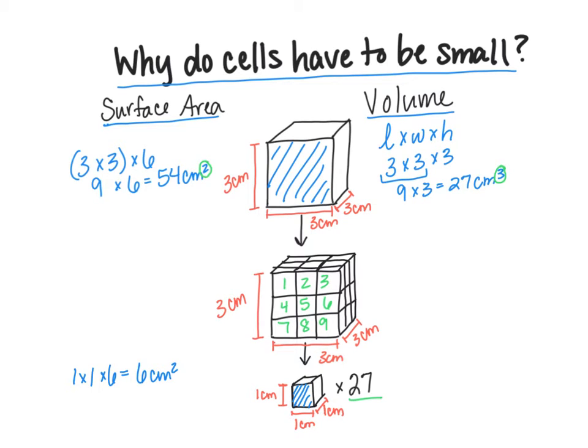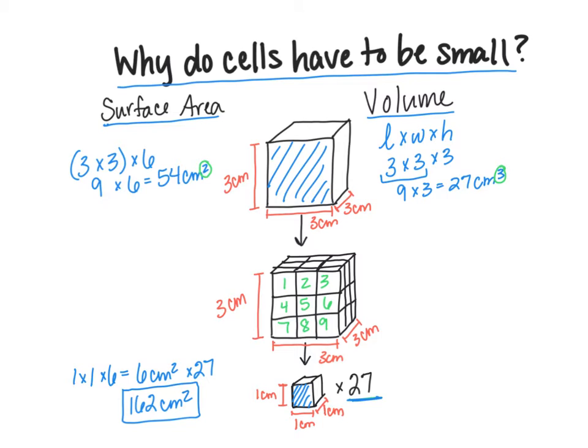But we have 27 of these boxes now. So we'll take that number times 27 for an overall surface area of 27 of these boxes equal to 162 centimeters squared. So this is our new surface area of these 1 centimeter cubed boxes, but this is the surface area for all 27 of them.